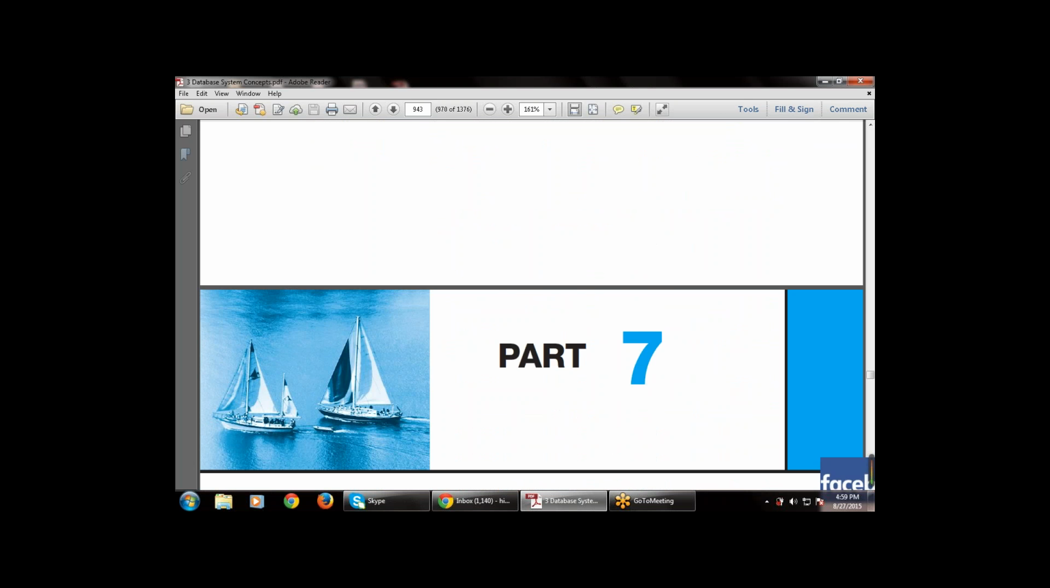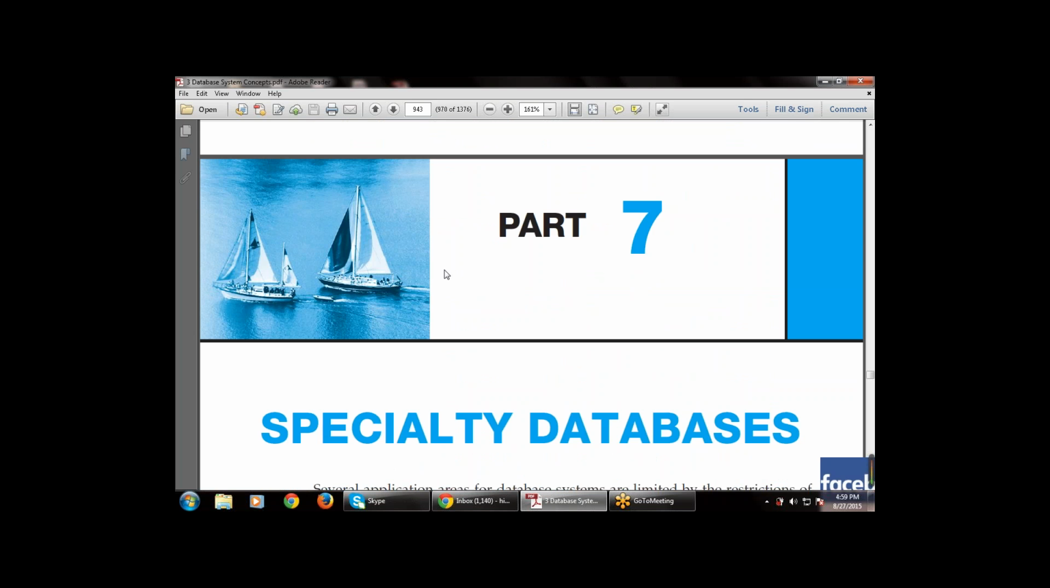Now part number 6 is also over, that is data warehousing, data mining, and information retrieval. That is how to store the data, how to mine and analyze the data, and how to retrieve the information.